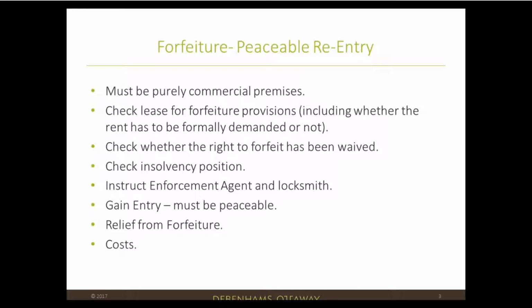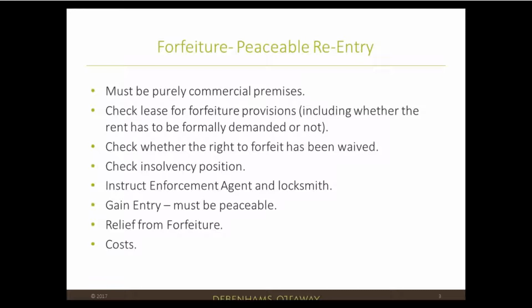If it's missing those words, then we have to go back to an old common law rule which requires a landlord to demand money at certain times and at very odd times, including at sunset, before you can take any forfeiture action. Most leases will have the magic words in there, but do check to make sure that they're there. The other thing to check is whether or not the right to forfeit has been waived.